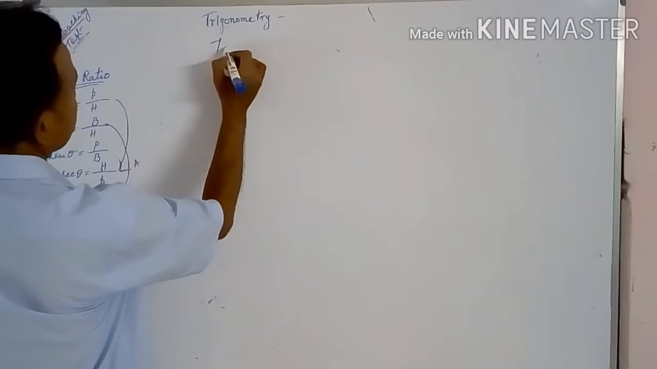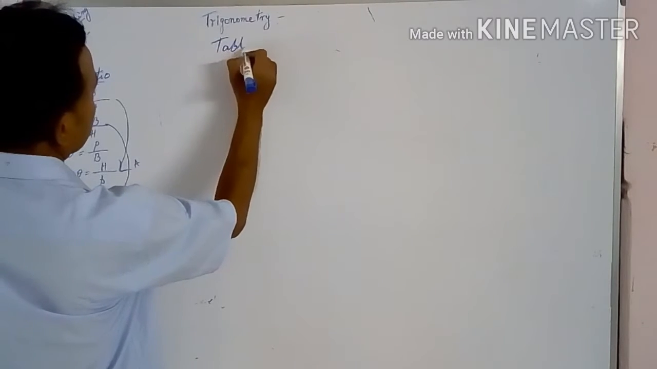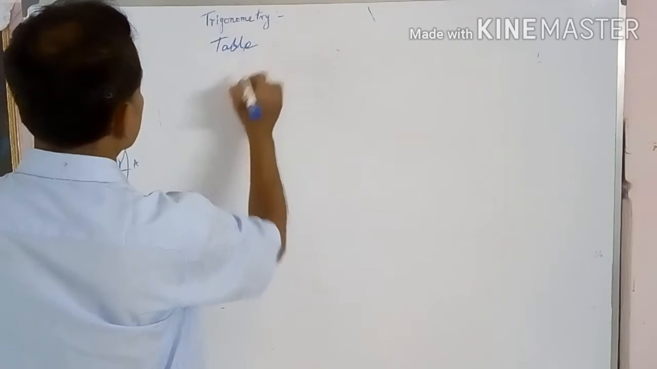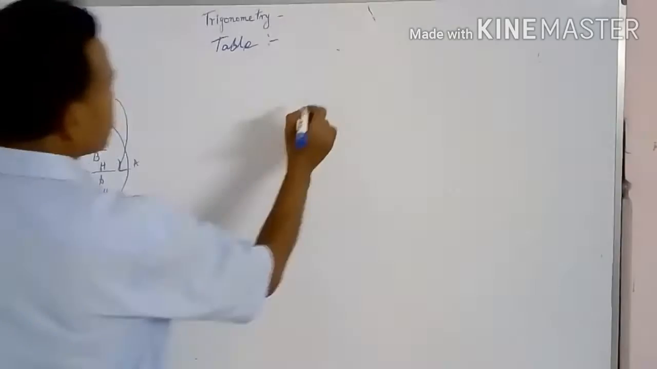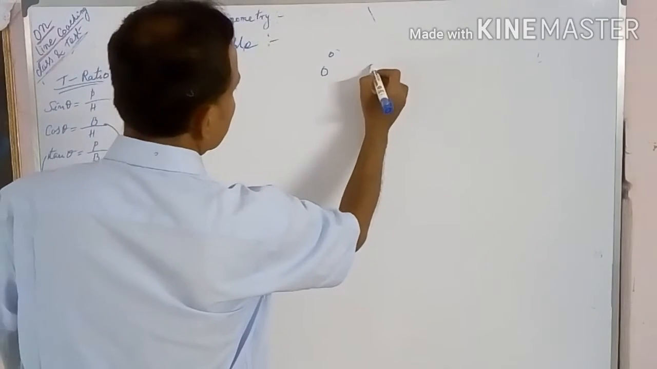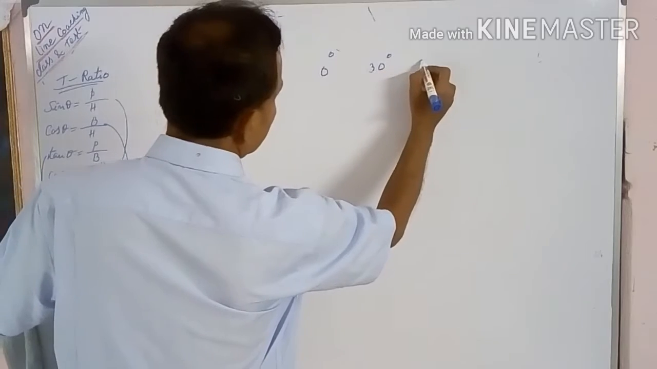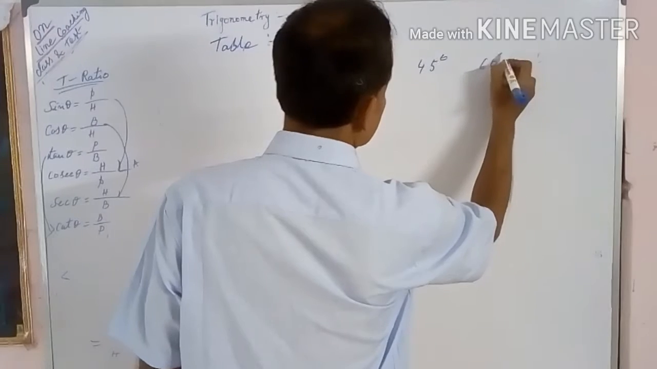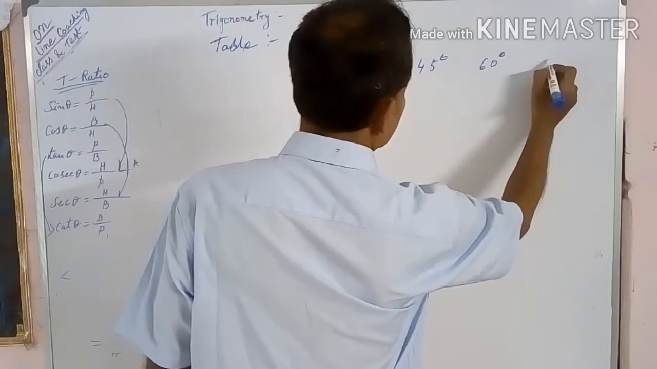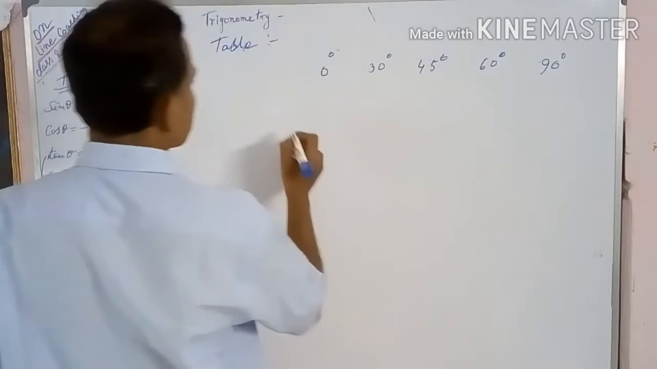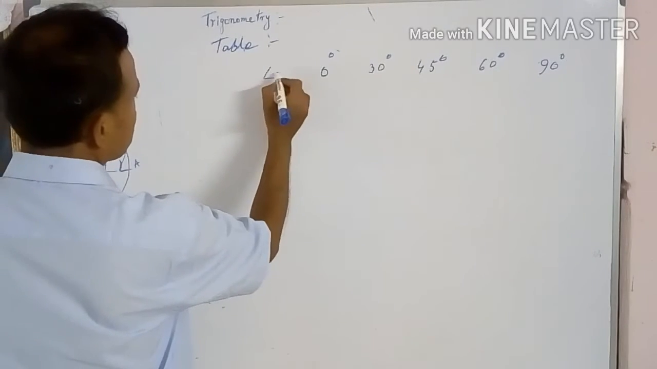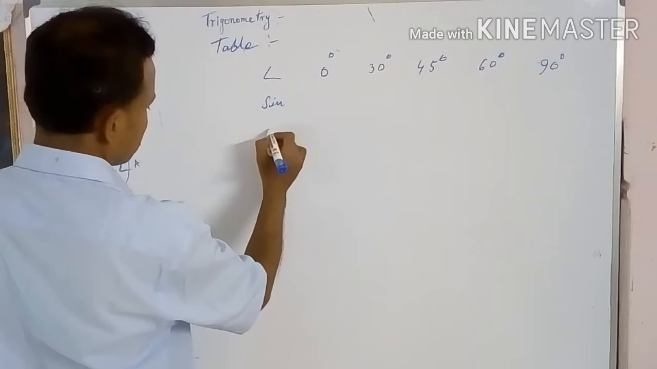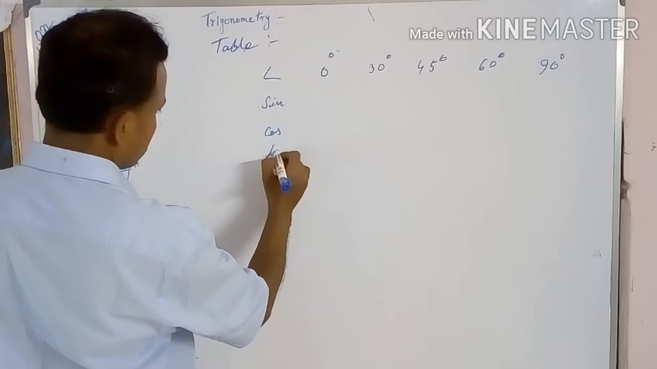Trigonometric table. Here 0 degree, here 30 degree, here 45 degree, here 60 degree, and 90 degree. This is your angle. This is sine, this is cos, this is tan.